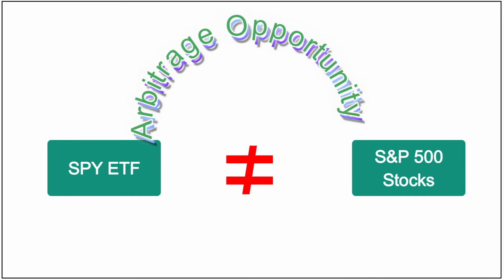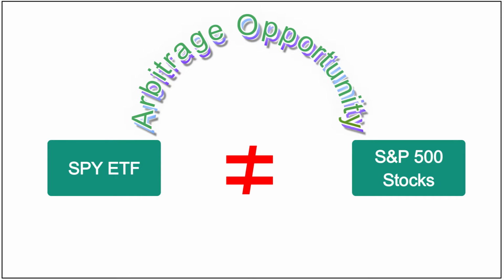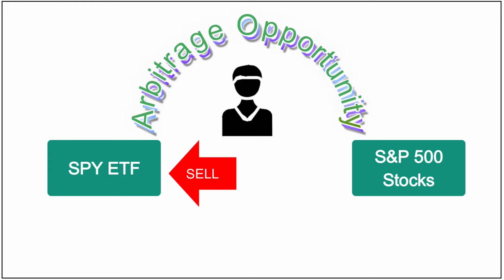In simple words, index arbitrage exploits the price difference between an index-based ETF, say SPY, which tracks the S&P 500, and the actual basket of 500 stocks that makes up that index. So if the ETF price rises above the theoretical value of its constituents, traders sell the ETF and buy the underlying stocks, or vice versa, locking in a profit when the prices converge. Let's understand this index arbitrage concept with an example.